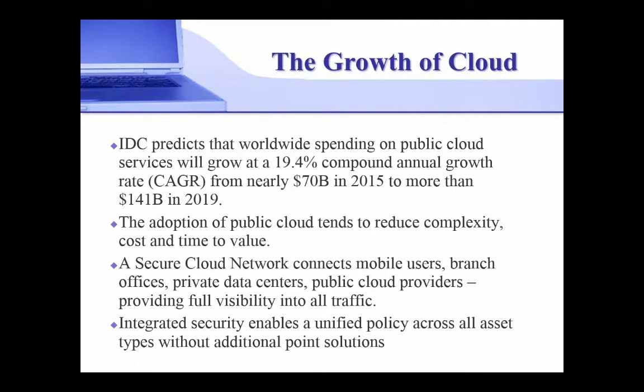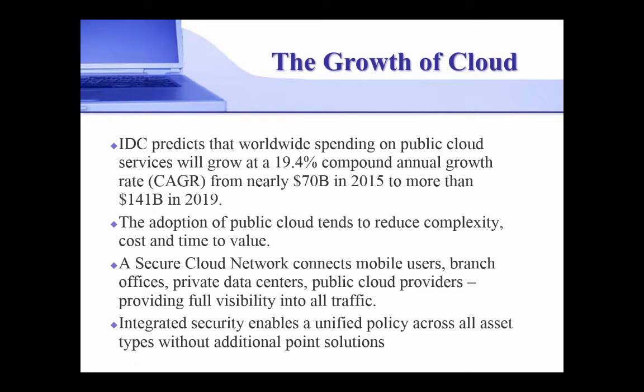And as part of the secure cloud network, you should expect and demand integrated security that enables a unified policy across all asset types. And as part of the general idea of moving to a secure cloud network with no additional point solutions, whether that's in the security sense, firewalls, IDS, IPS, optimization, whatever. One of the reasons that I said early on that the WAN is complex is we have all these point solutions doing individual tasks. We need to move away from that if we're going to truly have a new wide area network.